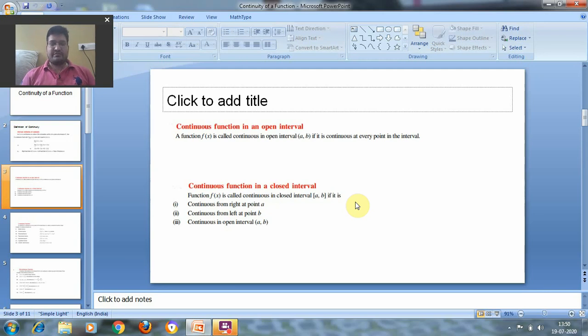And continuous function in a closed interval. A function f(x) is called continuous in the closed interval a to b if it is continuous from the right at point a, if it is continuous from the left at point b, and if it is continuous in the open interval a to b. In other words, you can say a function f(x) is said to be continuous in the closed interval a b if this function is continuous at each and every point of this interval.